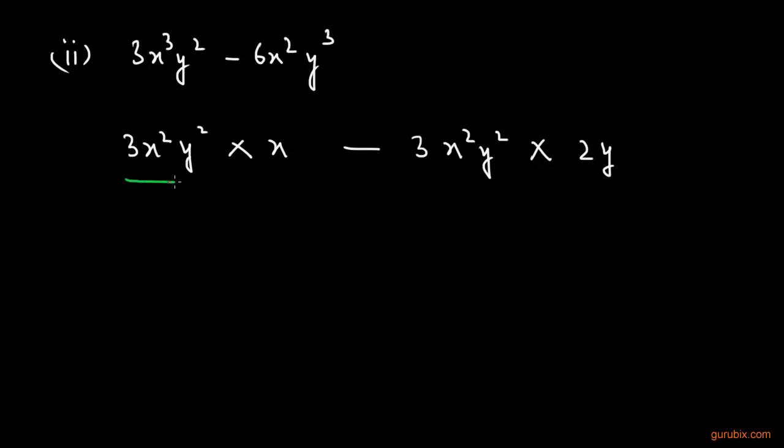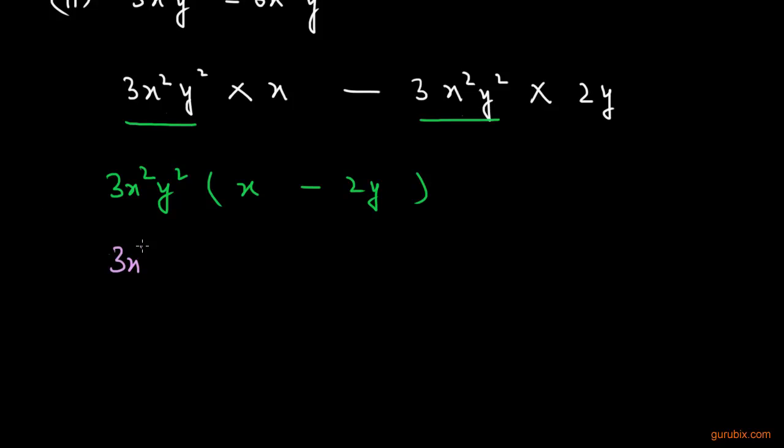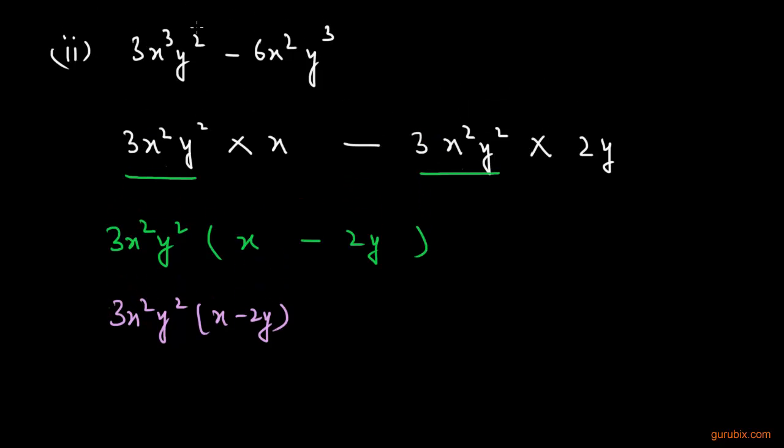So this 3x square y square is common in these two terms of this algebraic expression. So we shall take common 3x square y square from both the terms. So in bracket it remains x here, and here minus, and here 2y. So we shall write x minus 2y in the bracket. So this 3x square y square into x minus 2y is a factorized form of this algebraic expression.